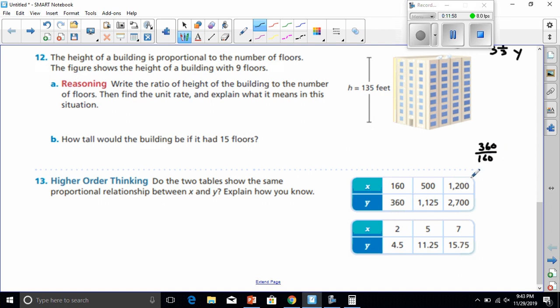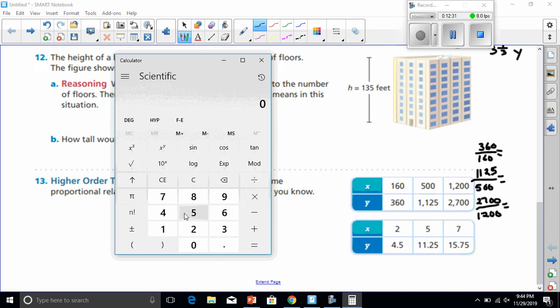It's also going to have 1,125 divided by 500. It's also going to have 2,700 divided by 1,200. So let's find out what the ratios are for each of these. And I'm going to do this quickly with the calculator.